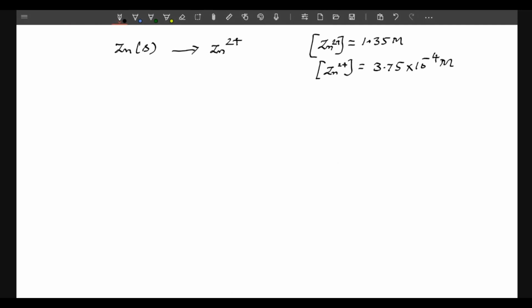Which half cell is the anode? What is the EMF of the cell? Which half cell is the anode? What is the EMF of the cell?